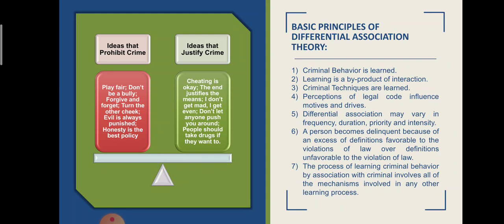Sutherland said that criminal behavior is a byproduct of interaction. It is how you socialize with the people around you. If you are socializing with bad people, you tend to also do the same behavior. So that is how Sutherland explained the theory of differential association. So third, criminal techniques are learned.